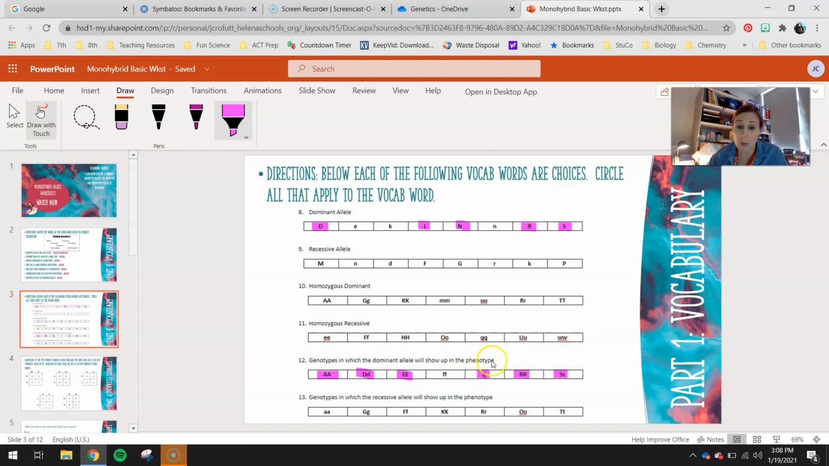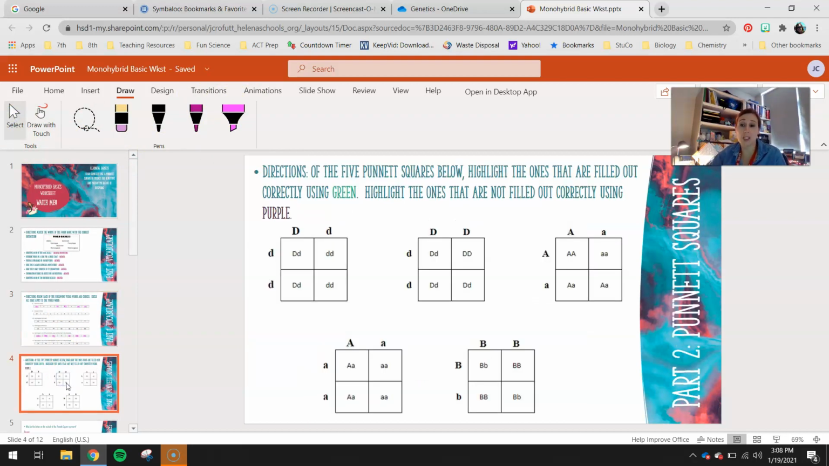So basically the only one we didn't highlight is little f, because you have 2 copies of the recessive trait. So go ahead and finish 9, 10, 11, and 13. Okay, remember anytime you use the draw tool to make sure you go back and click the cursor. Okay, moving on, you have some specific colors that you need to use.